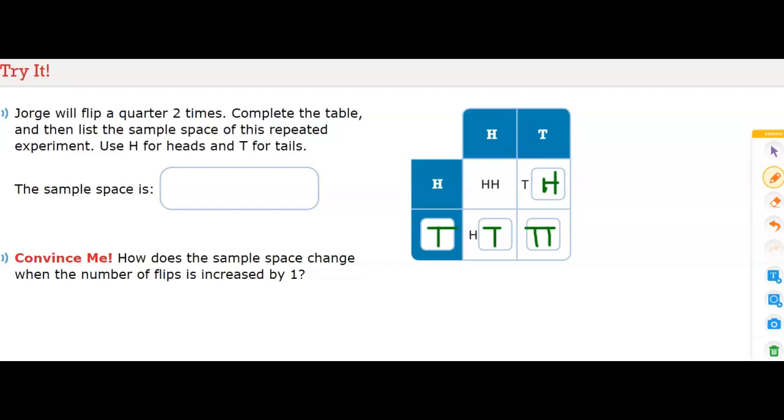And so the sample space is, and that means we're just going to copy all of these. These are all the sample spaces. So you would just write here H, H, T, H, H, T, and T, T.